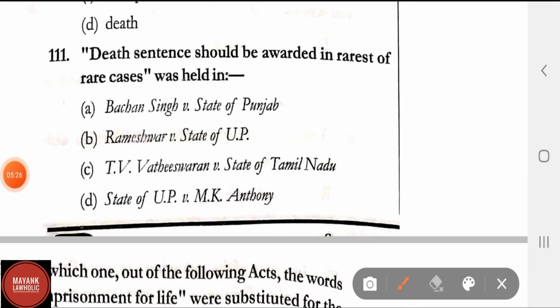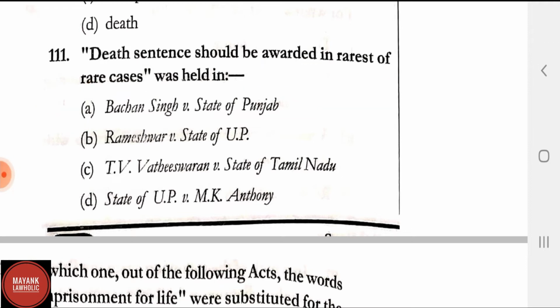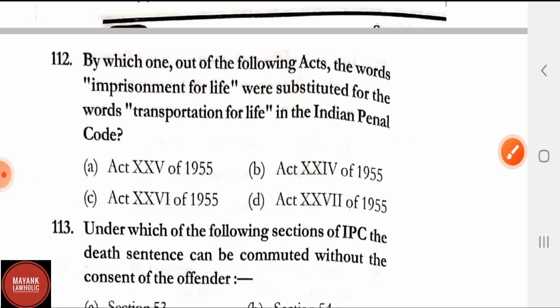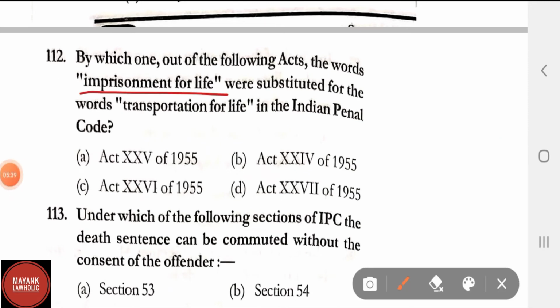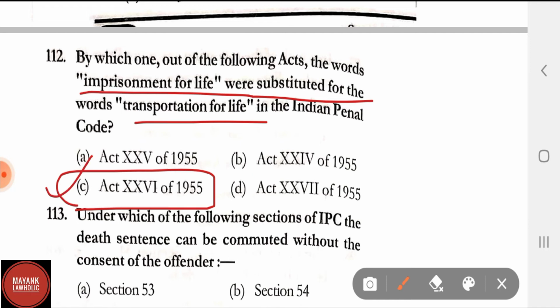Question number 111. Death sentences should be awarded in rarest of the rare cases was held in. Correct answer is Bachan Singh versus State of Punjab. Question number 112. By which one of the following acts were the words imprisonment for life substituted for the words transportation for life in the IPC? Correct answer is option C, that is Act 26 of 1955.